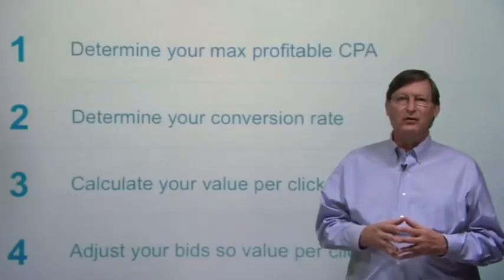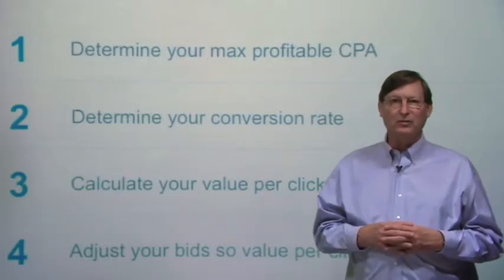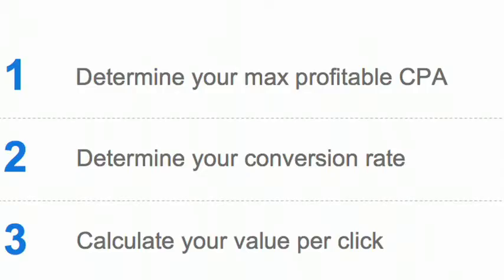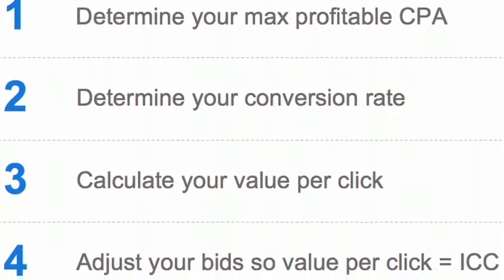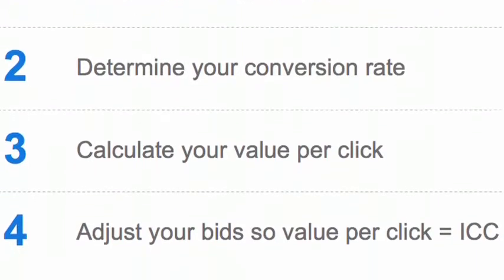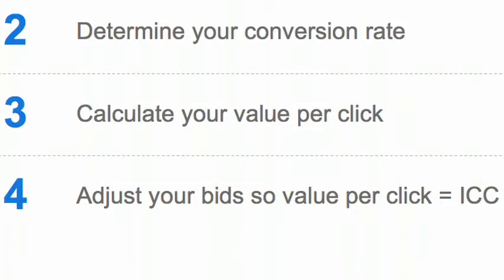So to recap our discussion, the steps you should take to maximize the profit from your marketing investment are: 1. Determine your maximum profitable CPA. 2. Determine your conversion rate. 3. Calculate your value per click. And 4. Adjust your bid so that value per click equals incremental cost per click.